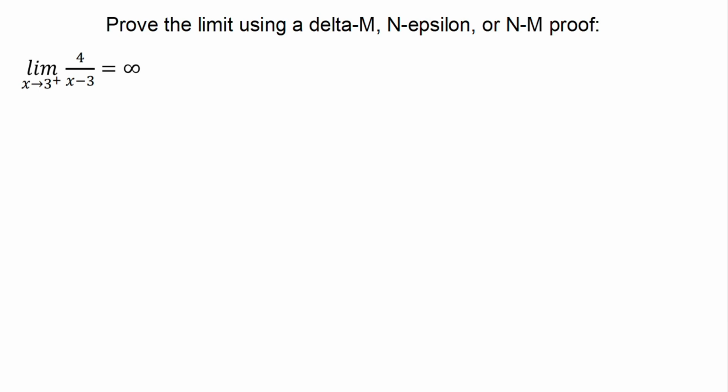All right, so this is going to be our walkthrough for the homework assignment titled Delta Epsilon Limits Involving Infinity. These aren't all just going to be delta epsilon limits, right? We're going to use delta M, or N-Epsilon, or sometimes N-M proofs. We use the M instead of an epsilon whenever the limit equals positive or negative infinity. So that's when we use the M. We'll use the N whenever x approaches infinity or x approaches negative infinity. And then we'll use N and M if it's approaching infinity and equaling infinity or negative infinity.